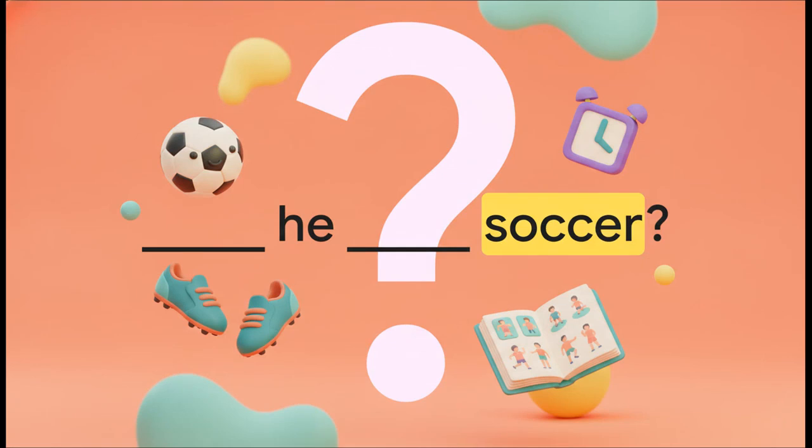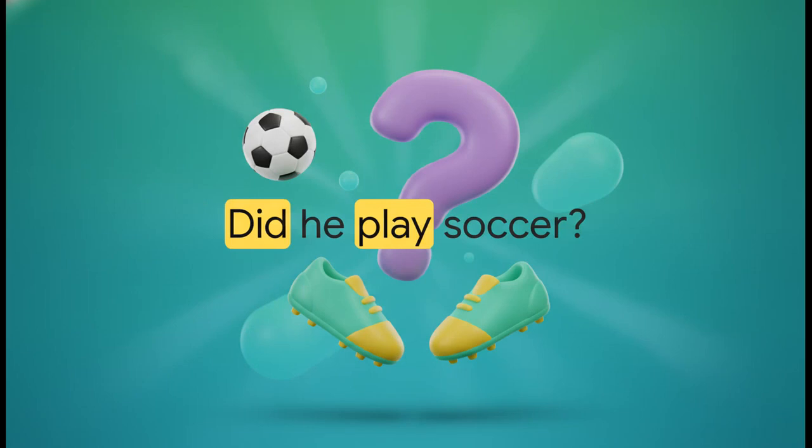Let's do one last practice together. Look at this sentence. He played soccer. Fill in the missing words out loud to turn this into a question. Spot on. You used did at the beginning and you returned played to its base form play. Did he play soccer?